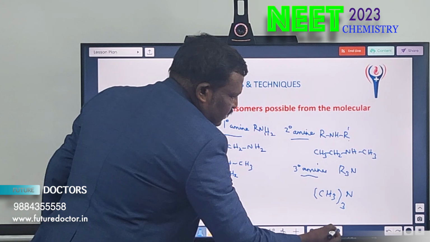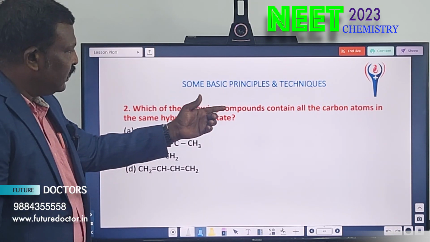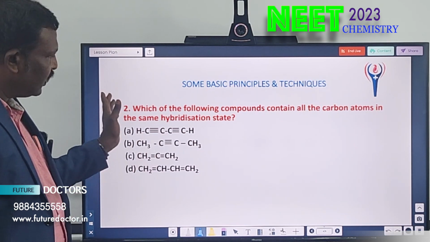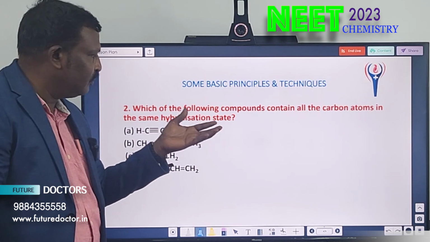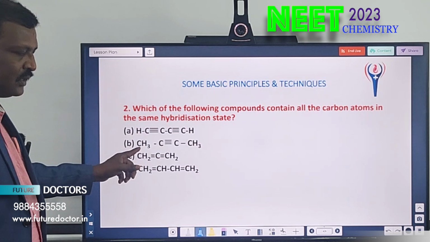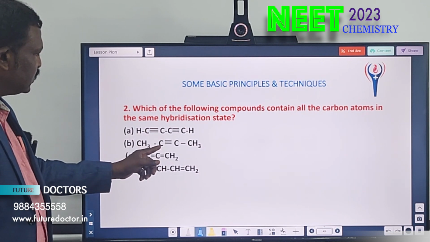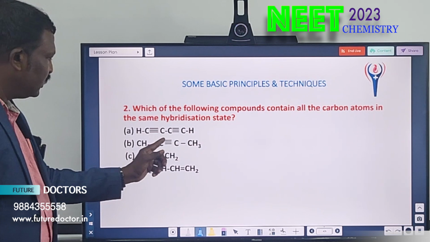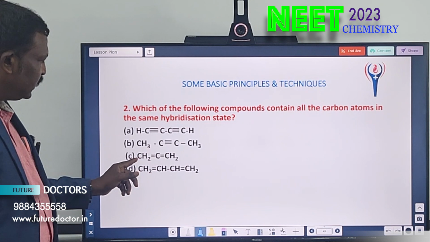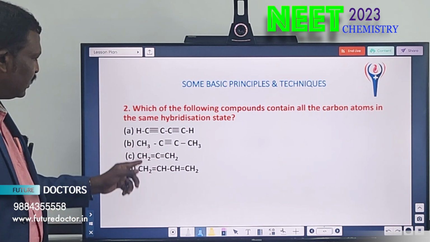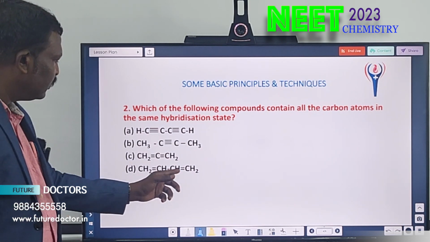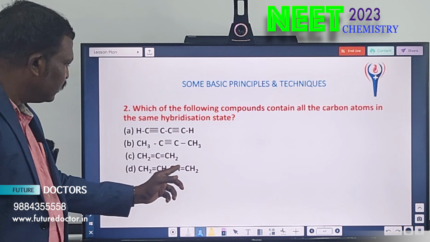Understood? Simple one. Second one: which of the following compounds contain all the carbon atoms in the same hybridization state? Same hybridization state means all will be sp, or all will be sp2, or all will be sp3. Here CH3 means sp3 will be there. Here sp, this also sp, here also sp3. Here sp2, but this is sp. Here this is sp2, this also sp2.